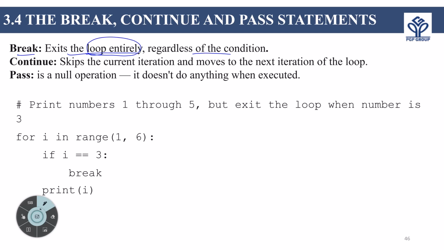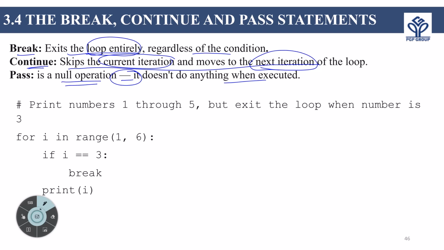Okay, skip the current iteration. So it does not exit the loop, but skips the iteration and then moves to the next iteration. We are using continue. Clear? Skip the current iteration, move to the next iteration of the same loop. So this is continue. Next one, pass is a null operation. It does not do anything when executed. So when the program is executed, pass does not do anything, we just use it.